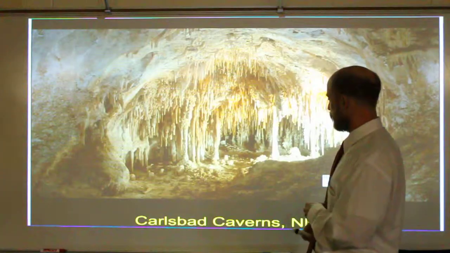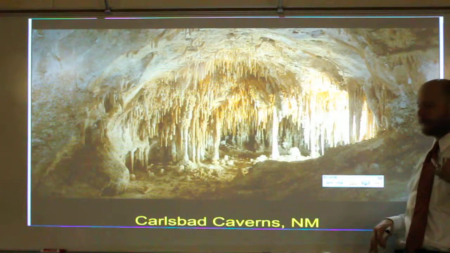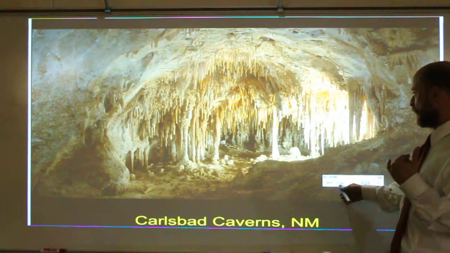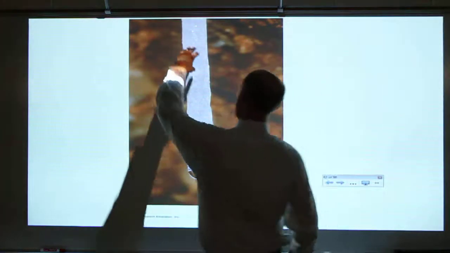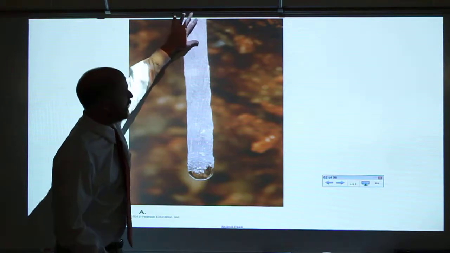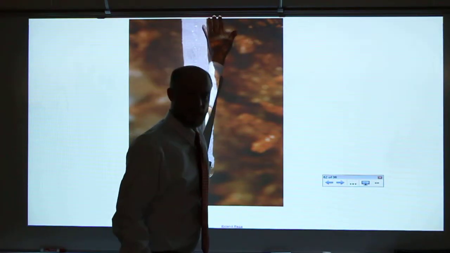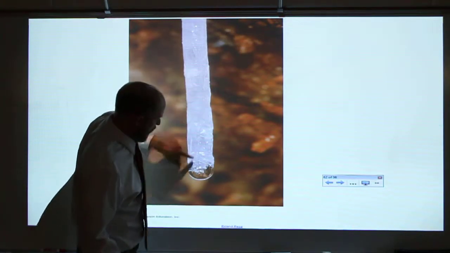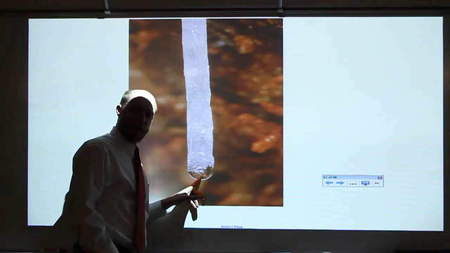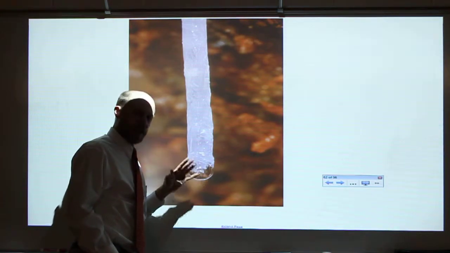How they form is like, here's some more Carlsbad Caverns. Very cool looking, very cool. This is in New Mexico. And what you have here is a close-up. Basically, the water has dissolved some of the calcite in the rock, and then you have the water hanging off here, just a drop. A little bit will evaporate.